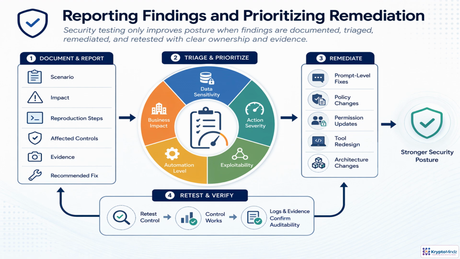Sensitive data, severe actions, easy exploitability, automation, and business impact all raise urgency. The response may be a prompt fix, policy change, permission update, tool redesign, or deeper architecture change. Finally, do not close the finding just because a change was made. Close it only after retesting proves the control works and logs support audit review.